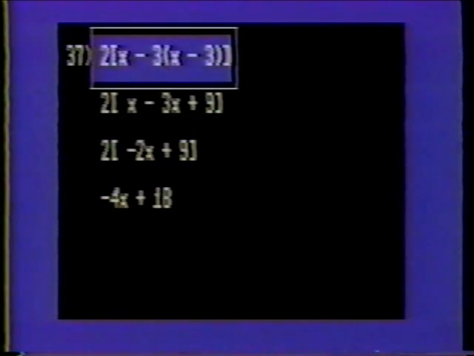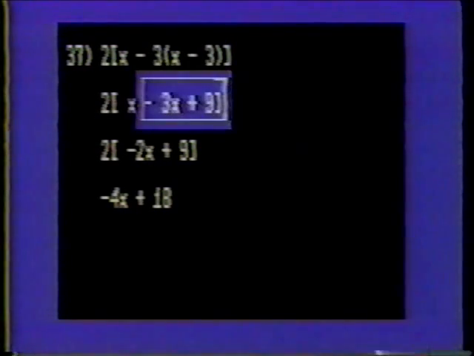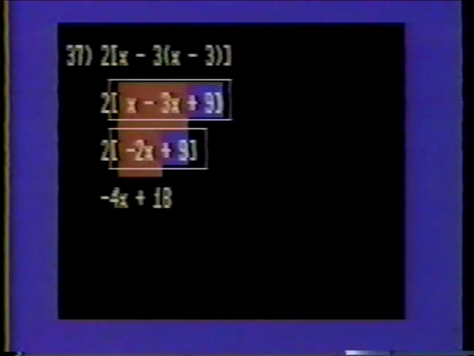Number 37. 2 times x minus 3 times x minus 3. We cannot further simplify the items within the parentheses because we don't know the value of x. Therefore, our first operation is to multiply x minus 3 by 3, which is negative 3x plus 9. Remember, a minus sign alters the signs of the numbers or variables it precedes.